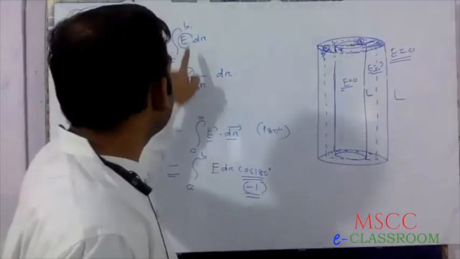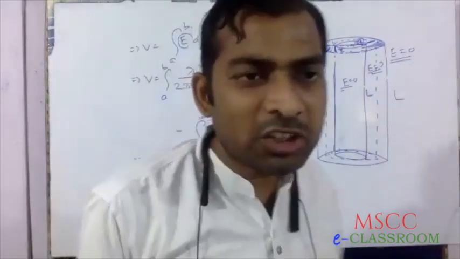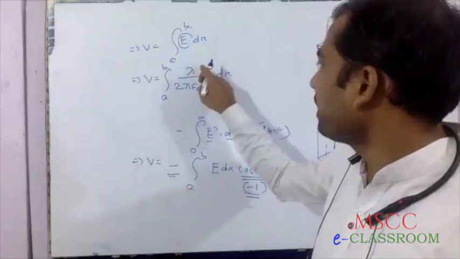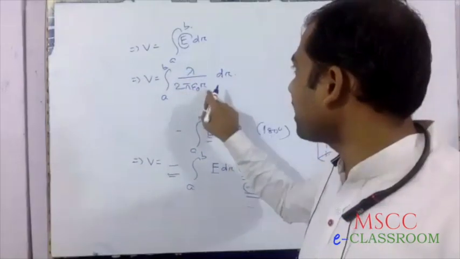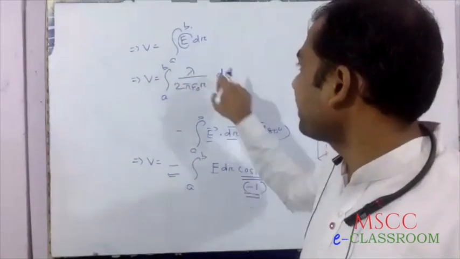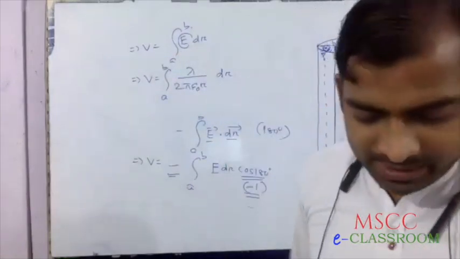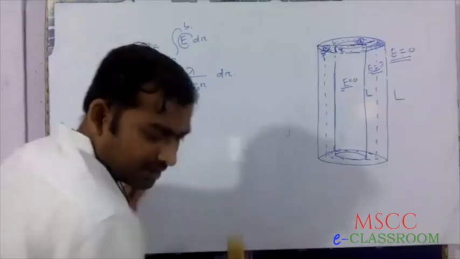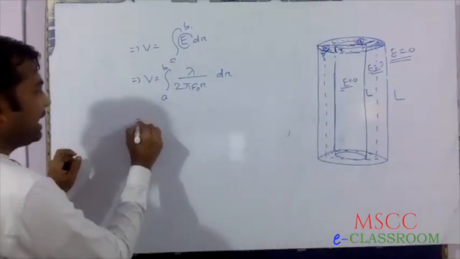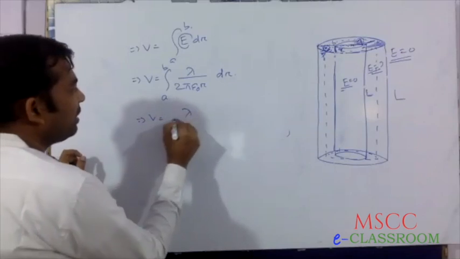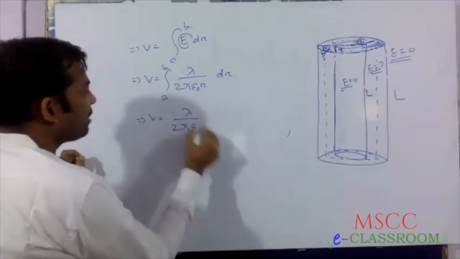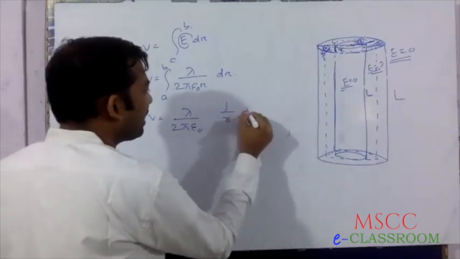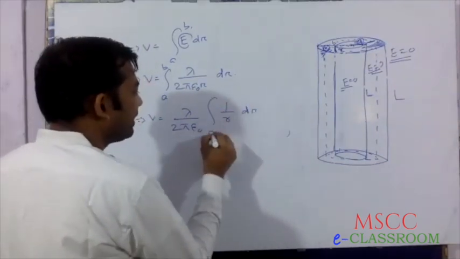Just put the value of E from the above expression. E equals lambda by 2 pi epsilon naught R. In place of E, put it in, with limit, then calculate. That implies V equals lambda by 2 pi epsilon naught, constant outside the integration, 1 by R dr from A to B.